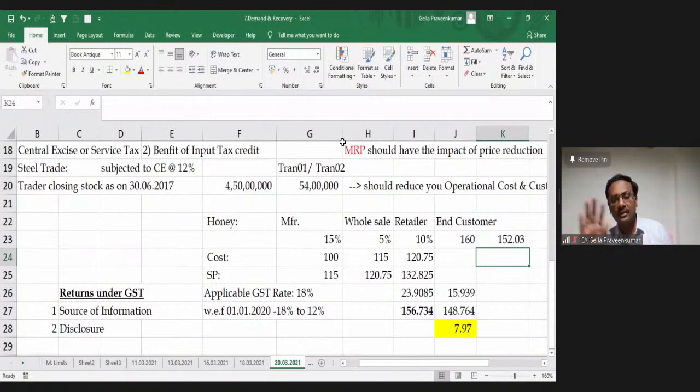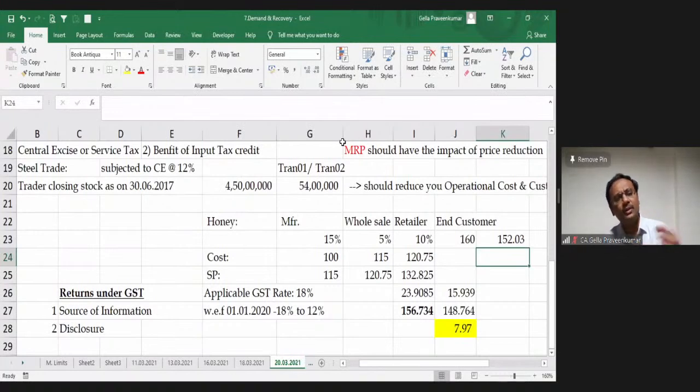But government said nothing doing. What you have been doing, you have to change your prices. So whenever there is a change in the rate of tax, when there is a reduction in the rate of tax, you have to pass on that benefit to your end consumer. A couple of classic examples are there under section 171.